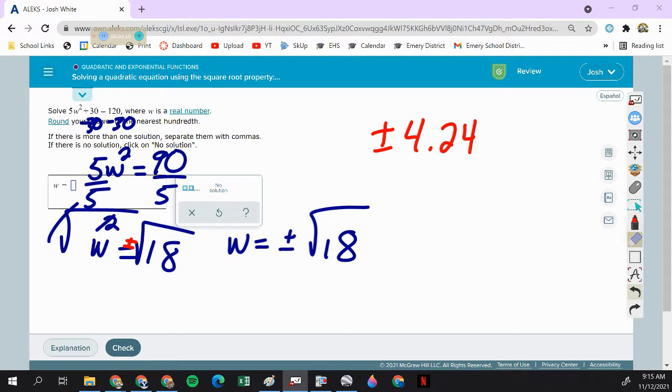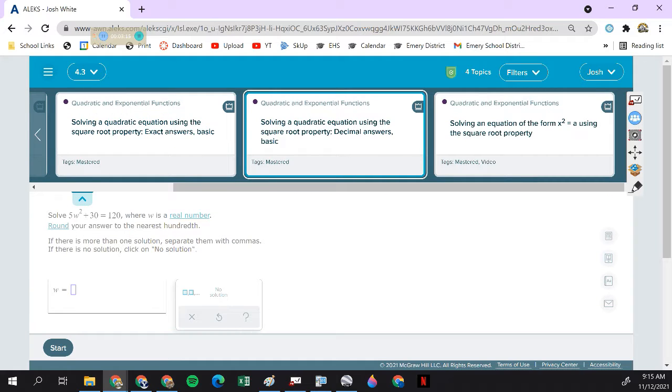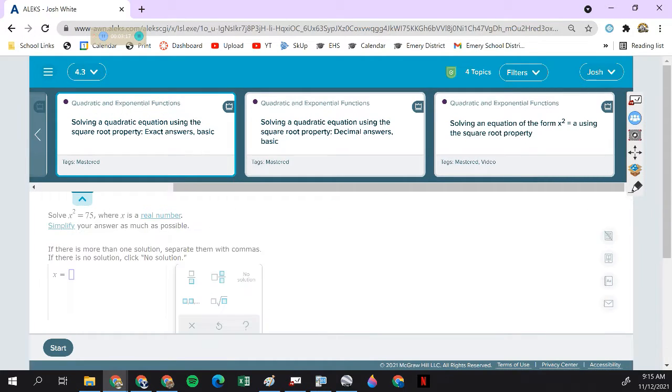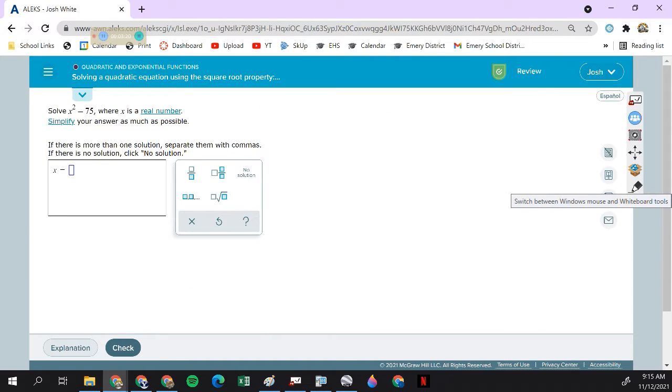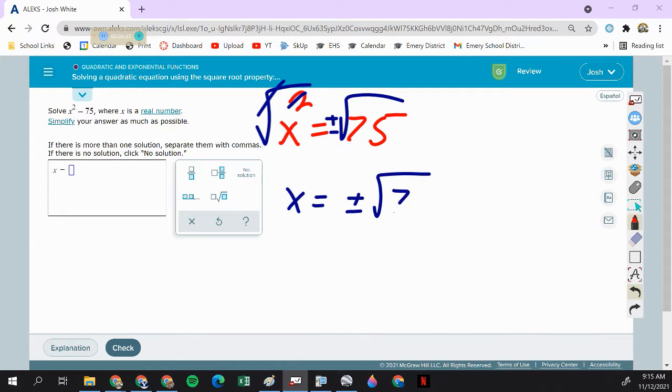All right. Next problem. Okay. x squared equals 75. Take the square root, and when you do the square root, you have to put a plus or minus on the right side. So x is equal to plus or minus the square root of 75. And this one says, simplify your answer as much as possible. So this does not want a decimal.